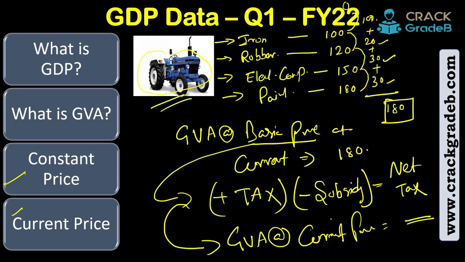Now, from this current price, if you want to go to the constant price, how do you go? You adjust it with the base year, right? But in real terms, the GDP deflator is used, right? So let us not get into the concepts of national income and GDP. So I hope this is clear.